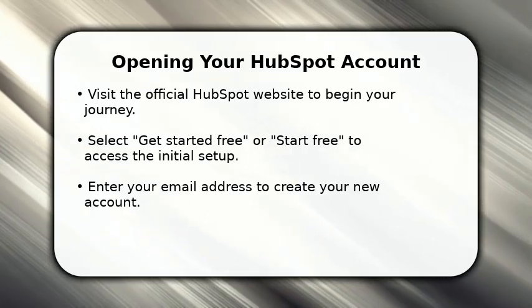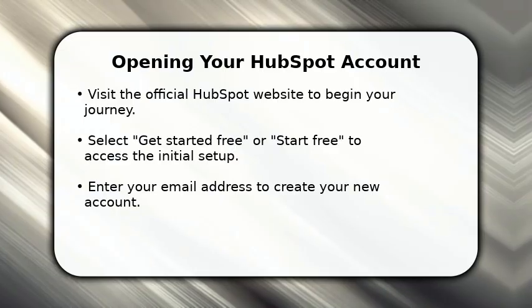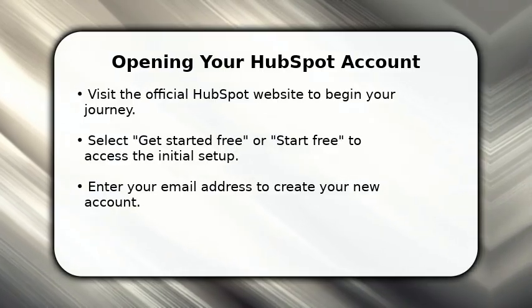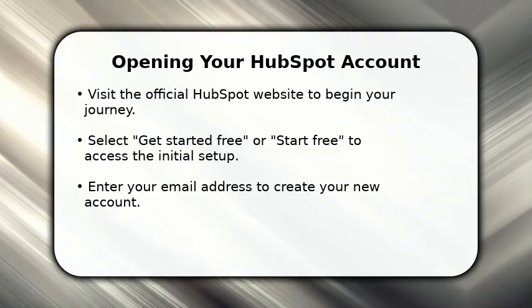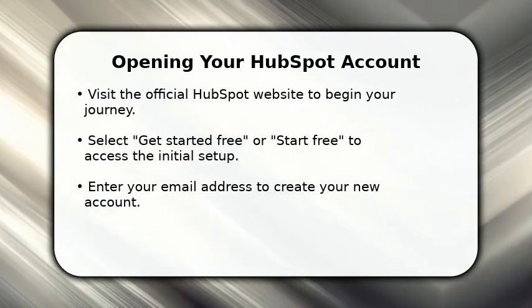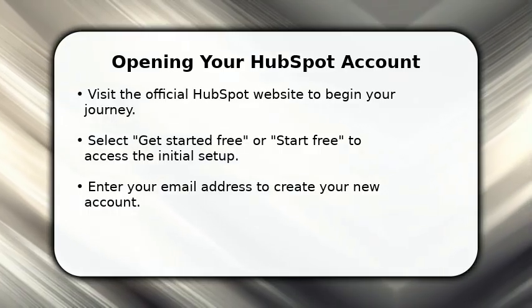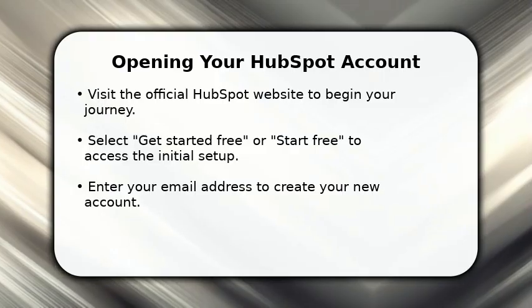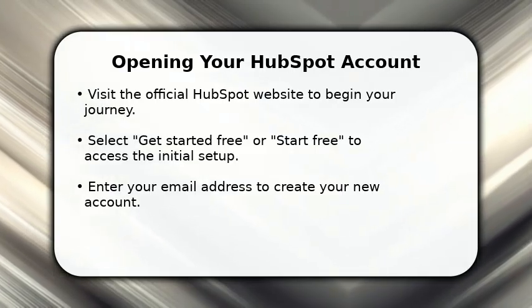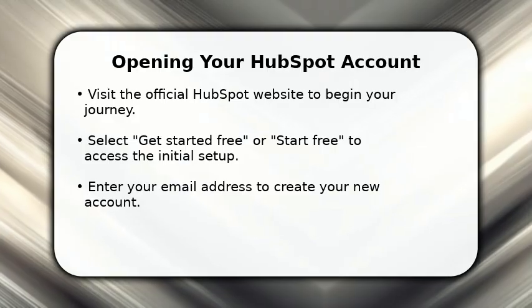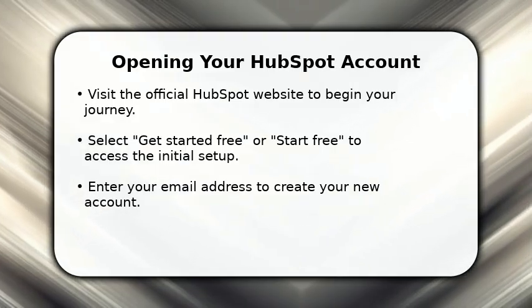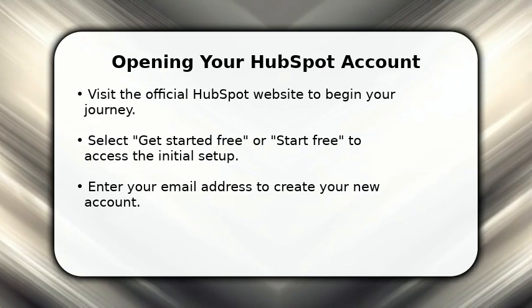First, navigate to the official HubSpot website. Look for the prominent Get Started Free button, which is usually located at the top right or center of the home page. Click this button to initiate the account creation process. You will then be prompted to enter your email address. After submitting, check your inbox for a confirmation email to verify your account and move to the next step.